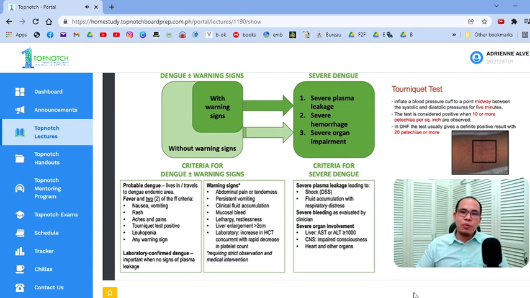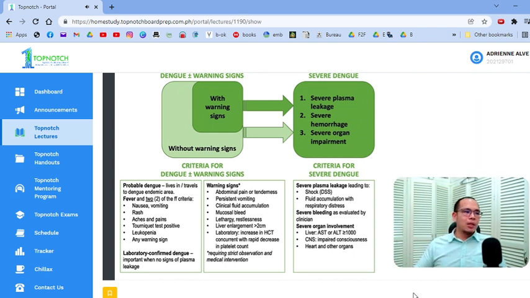Okay, so the positive value would be 20. Okay, some references would say 10. So tumataas yung specificity ng test na yun. So 10, some would consider it positive, pero sabi nila, pag 20 yung PTK na nabilang nyo, then there's a very high probability, if I'm not mistaken, around 95% probability that this is dengue. Okay, so leukopenia or any warning sign.